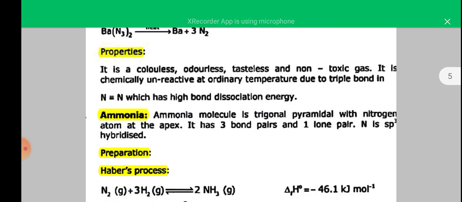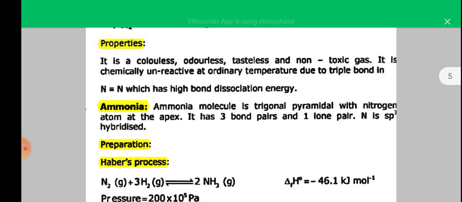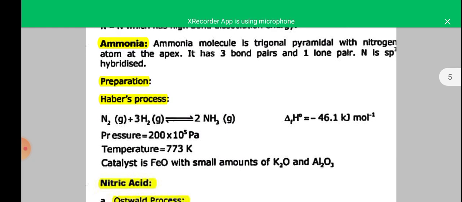Now properties of dinitrogen: it is a colorless, odorless, tasteless, and non-toxic gas, and it is chemically unreactive due to the presence of a triple bond between two nitrogen atoms. That's why bond dissociation energy is very high in dinitrogen. The second compound of this group is ammonia, NH3. The shape of the ammonia molecule is trigonal pyramidal, and nitrogen has one lone pair and 3 bond pairs, and the nitrogen atom is sp3 hybridized.